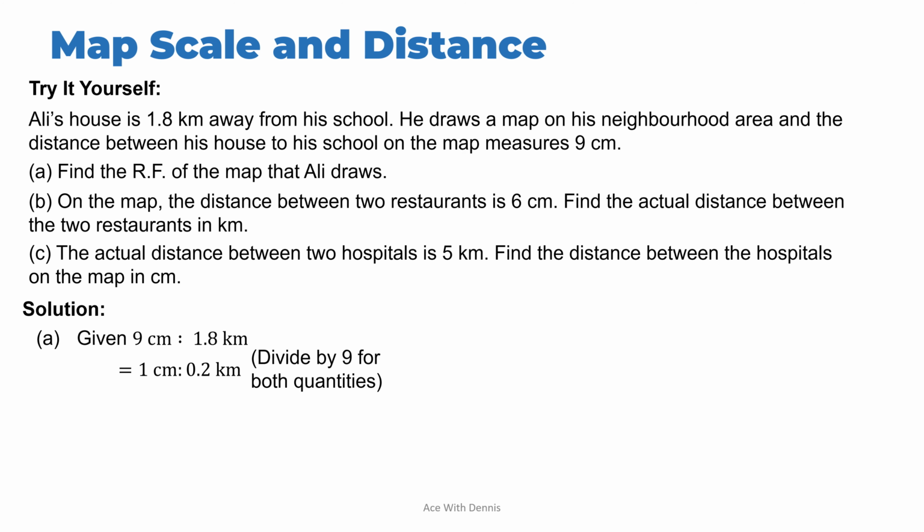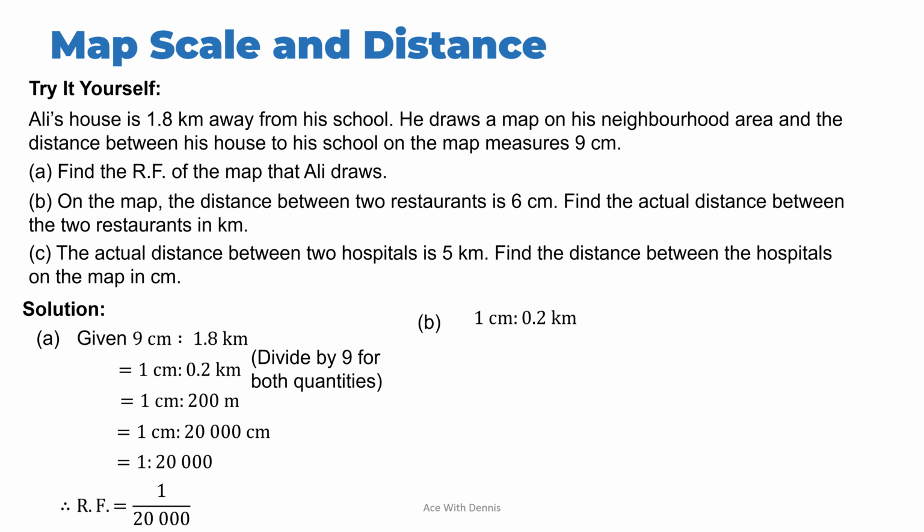So we divide by 9 for both quantities. 0.2 kilometers is 200 meters, and 200 meters is 20,000 centimeters. Therefore, the ratio or the map scale will be 1 to 20,000. Hence, the RF equals 1 over 20,000.